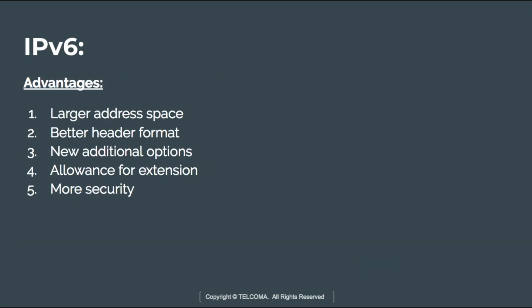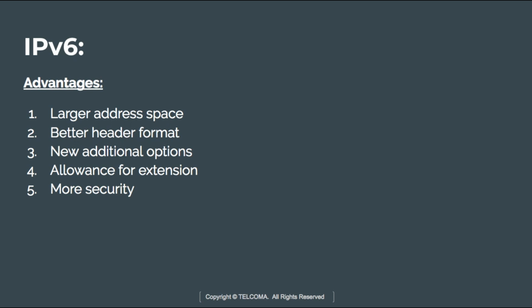The next is the advantages of IPv6. The first one is the larger address space. It means as we are using 128-bit long source and destination addresses, it has a larger address space. Next one is better header format. Better header format means we have removed the unwanted information from the header, which makes it simpler and better.